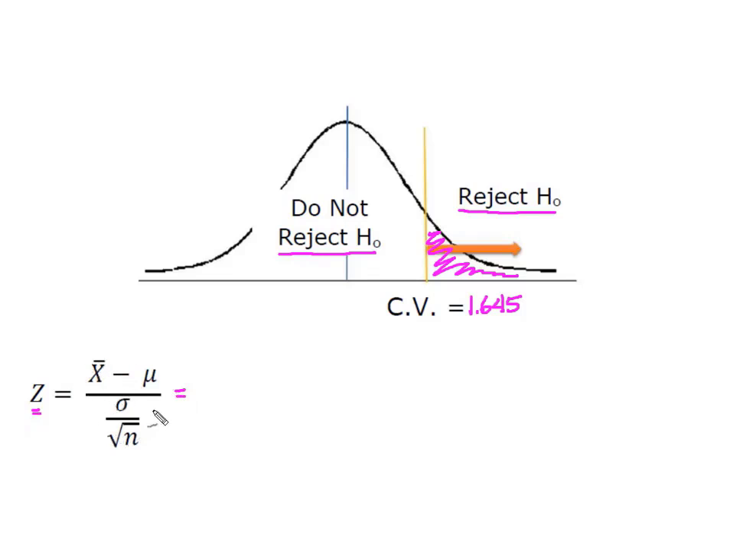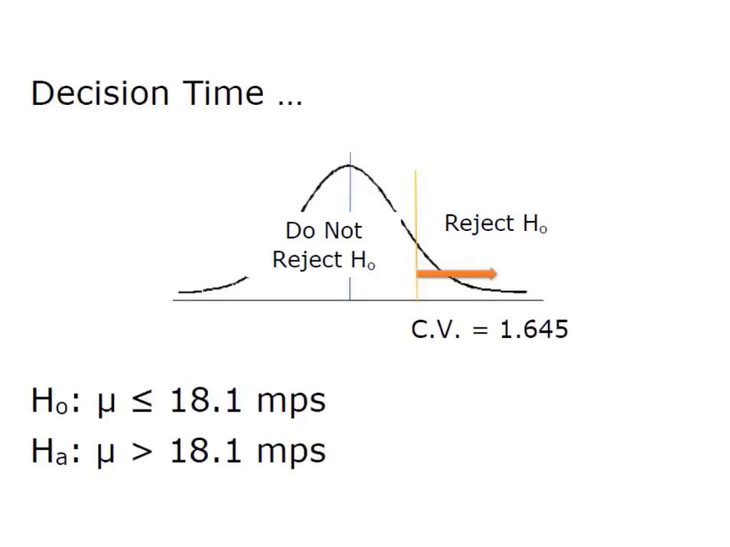So this is our standard z-score formula. So X bar, she claimed that her dogs ran on average 18.4. The population ran 18.1. We had a population standard deviation of 1.2, and we had a sample size, or n, of 40. And so when we do that math, we come up with a z-score, or a calculated test statistic, of 1.58.